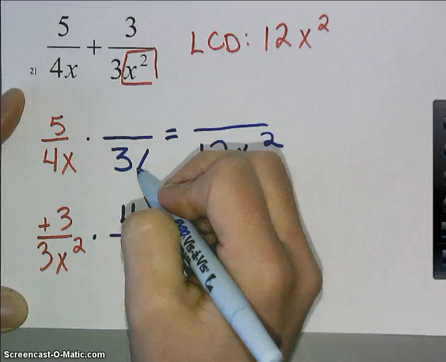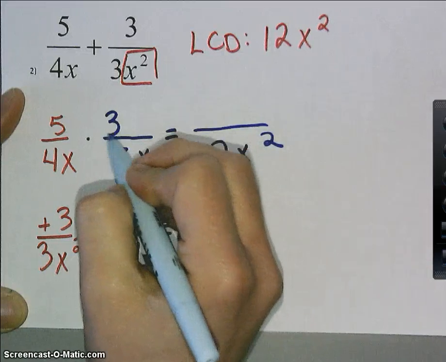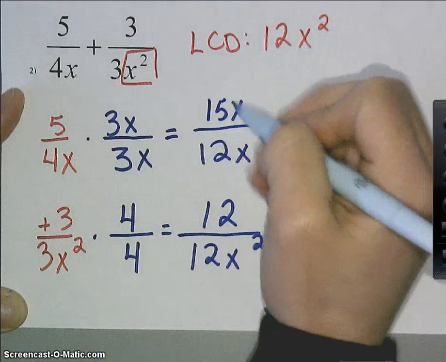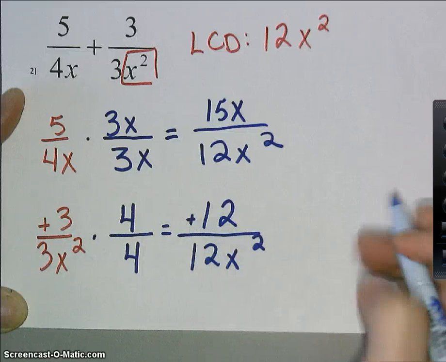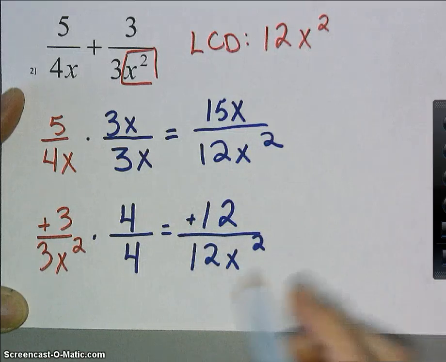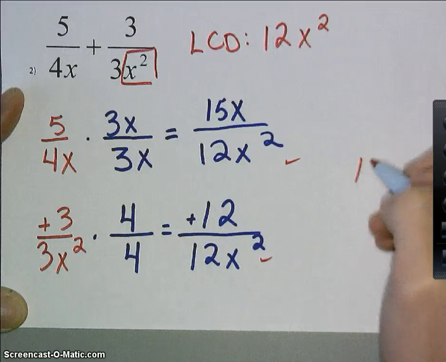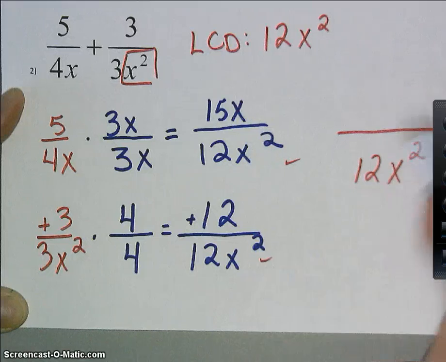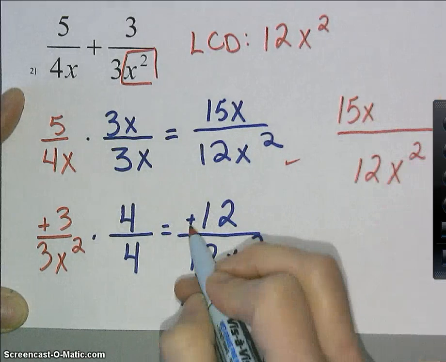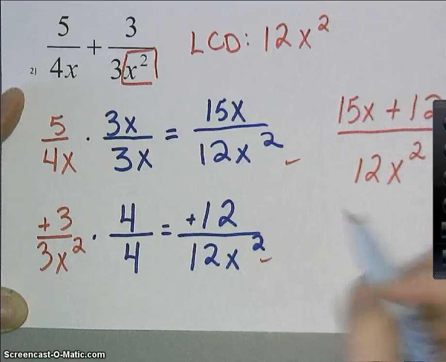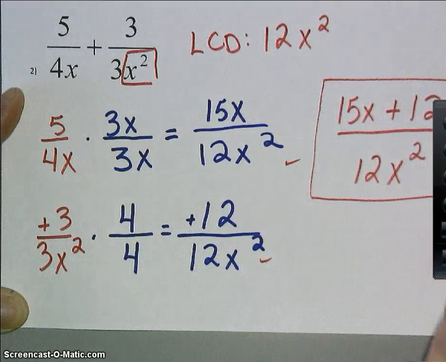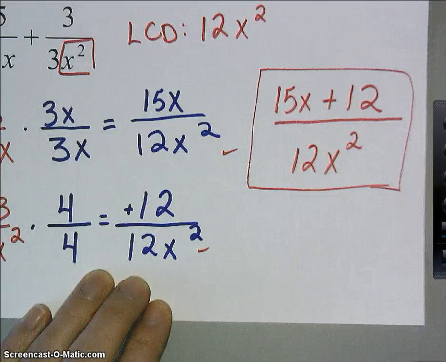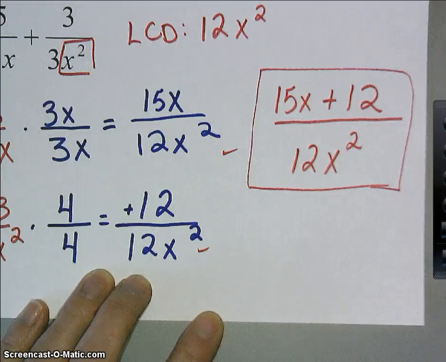Well, I need to multiply that by an x. So same thing on top. So when I multiply 5 times 3x, I get 15x. And this is still a positive 12 over here. So now I notice I have my like denominator, so my denominator is the same. I combine the top, so I get 15x, and then plus 12 because I'm adding. Once again, for our purposes today, we're going to be happy with that answer, but I urge you to see how you can simplify that a little bit more.